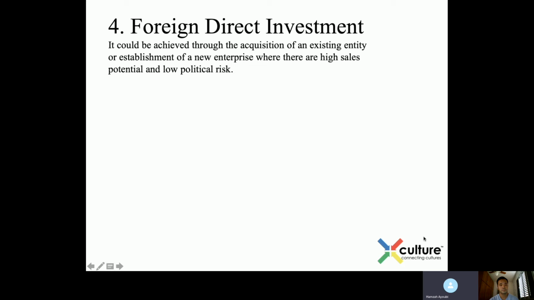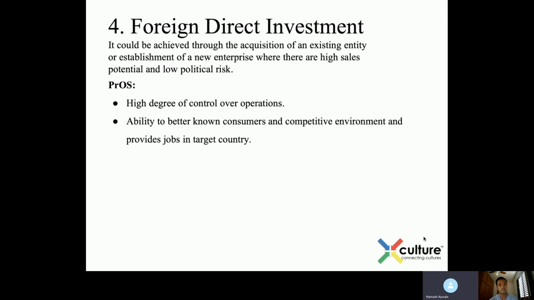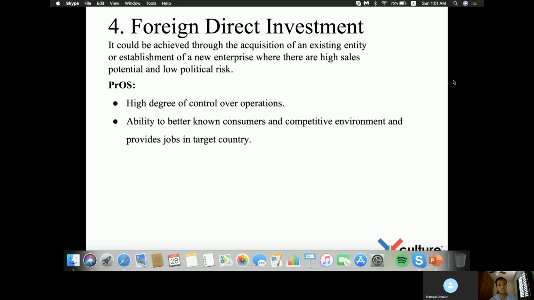The fourth entry mode is foreign direct investment. It could be achieved through the acquisition of an existing entity or establishment of a new enterprise where there are high scale potential and low political risks. Our pros here are a high degree of control over operations, ability to better know customers and the competitive environment, and providing jobs in the target country.